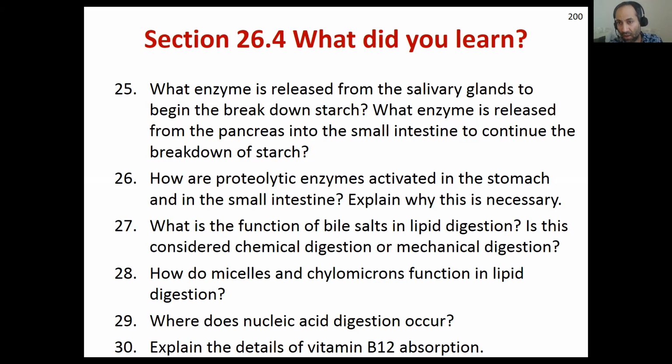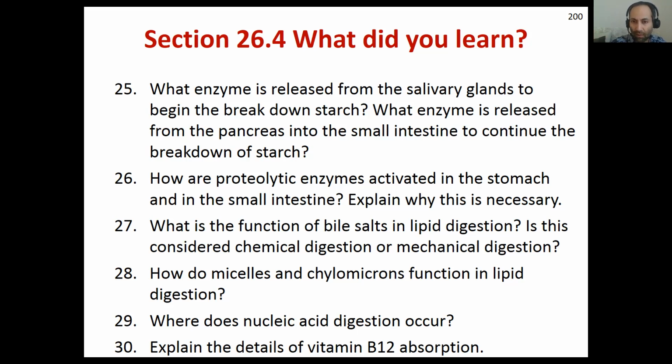So we have pepsinogen in the stomach, which gets activated in the presence of stomach acid into pepsin. And then you have pancreatic proteases like trypsin and chymotrypsin and carboxypeptidase, which get activated there. What is the function of bile salts in lipid digestion? They cause emulsification of fats, and emulsification is pretty much like adding dish detergent to clean up oily, greasy dishes.